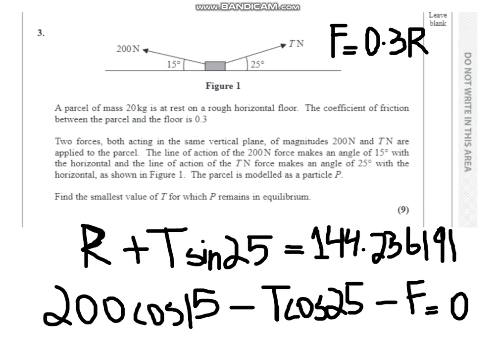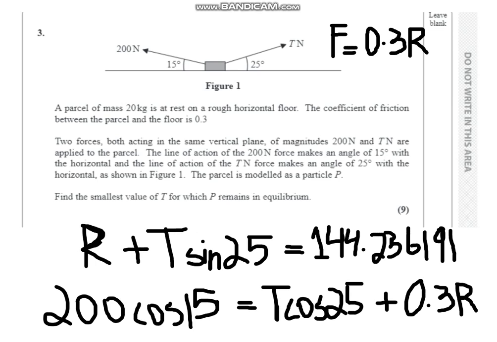144.236191. Now do that same thing for the second equation, taking 200 cos 15, or T cos 25 minus F, to that side to make it a positive subject. There you go, I made T cos 25 plus F the subject, and that's equal to 200 cos 15. Now you can see that F equal to 0.3 R, so we'll take F and replace it with R, so that it can be solved in new terms. There you go, I replaced F with 0.3 R.